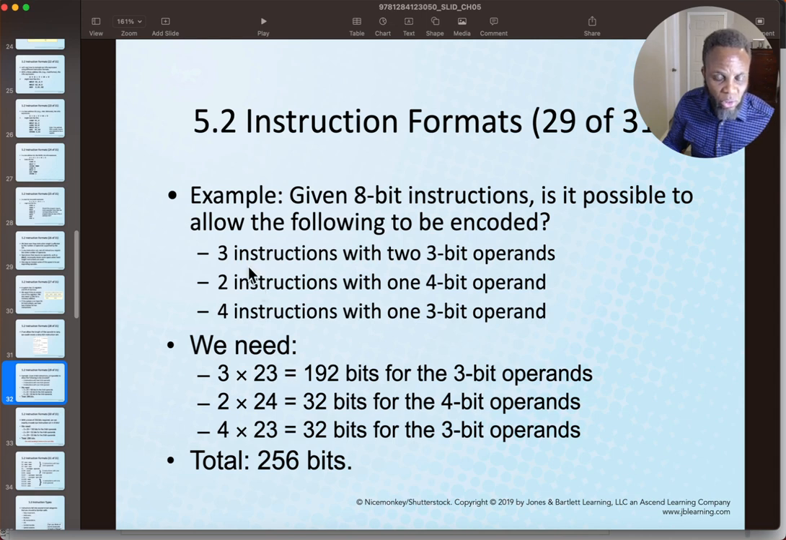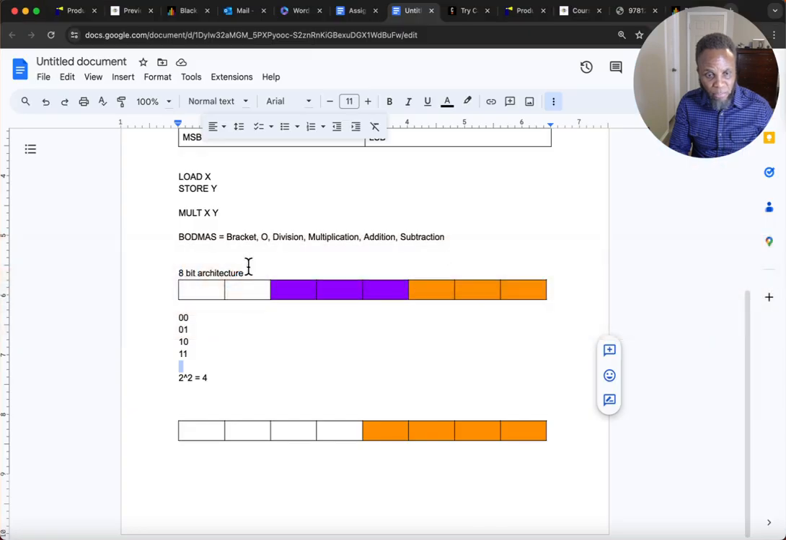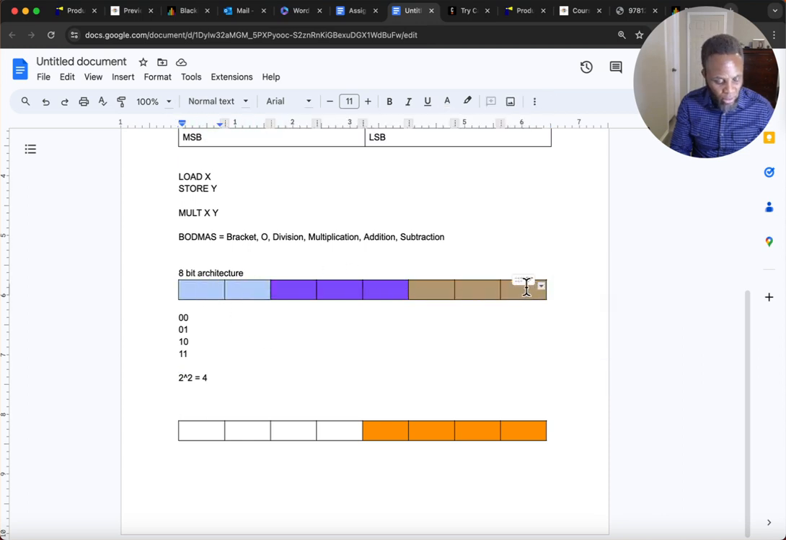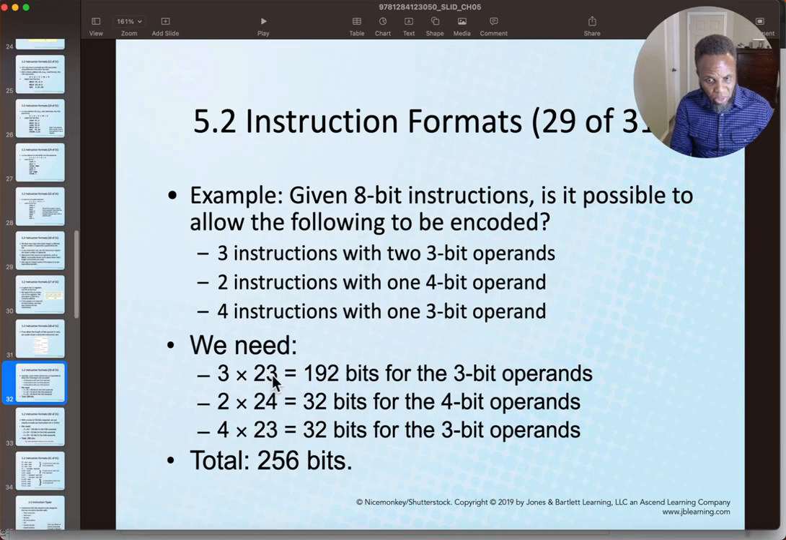We have 3 instructions. An instruction is a combination of the opcode and the operand, and we have 3 of those. We want to be able to represent 3 instructions that have 3-bit operands, which is this picture I demonstrated here. Each of these things is 8 bits. 8 times 3 is 24, right? If we want to represent 3 of these kinds of things, 8 times 3 is 24. So I'm trying to understand where this 2^3 is coming from.